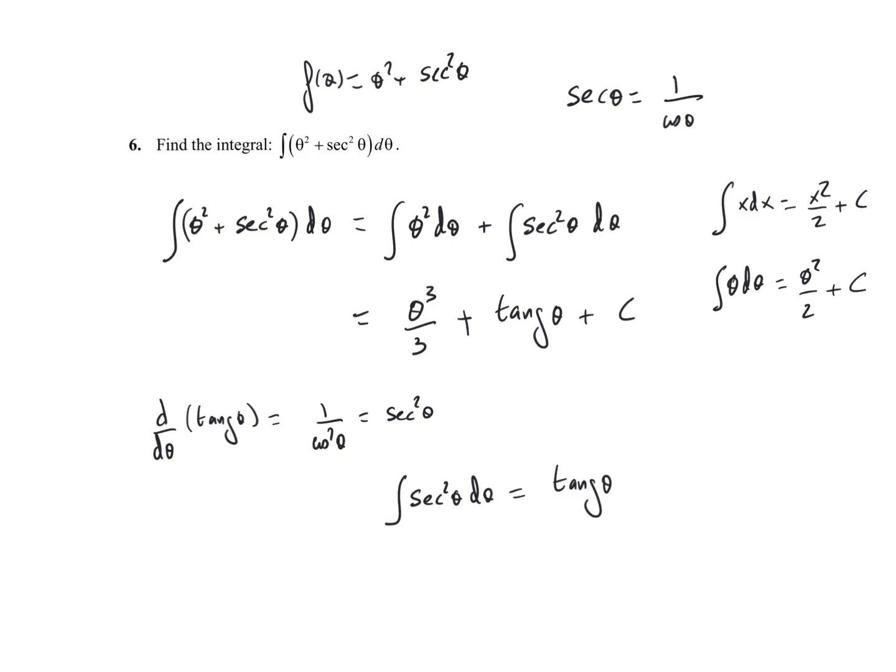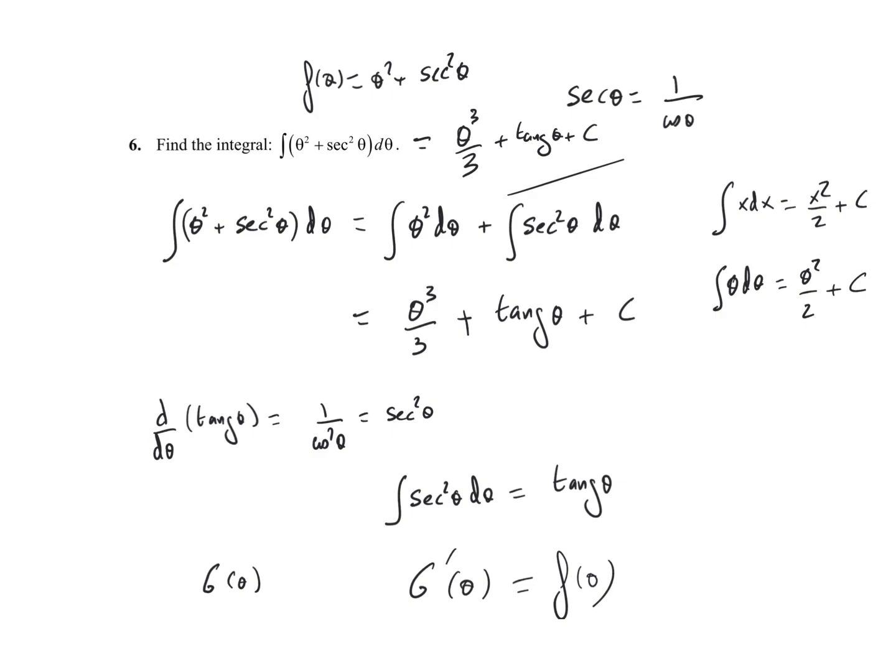So the problem is solved by saying that the antiderivative of this function, f of theta, is theta cubed divided by 3 plus tangent of theta plus c. And you can always check. You can always take g of theta and take the derivative of g of theta, g prime of theta. And g prime of theta has to be f of theta.